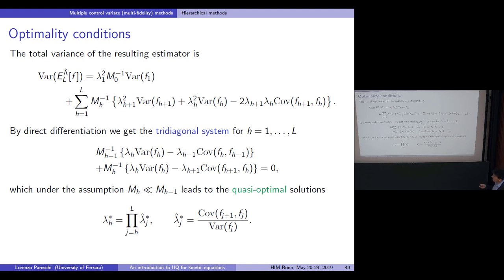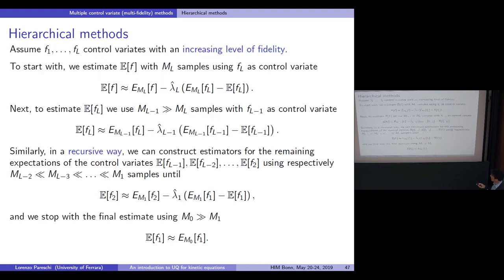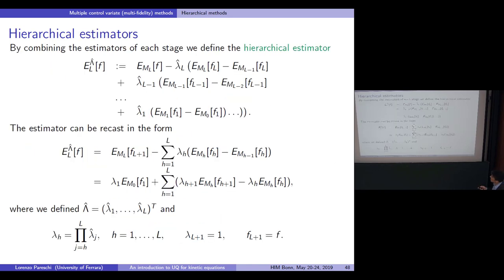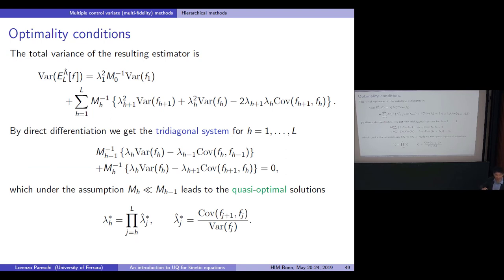And we can just write down explicitly the solution, which we call the quasi-optimal solution. You recognize here that this is the optimal value of the lambda parameter when we compute the expectation of the level j plus 1 by using f j as control variate. So if you just optimize this locally, you get exactly that result. This tells you that if the fidelity models are well separated, to use this terminology, then by optimizing each level independently from the others, you already get essentially the optimal solution. Of course, this is different if the fidelity models are not so well separated, as we will see. I'll show you some examples.